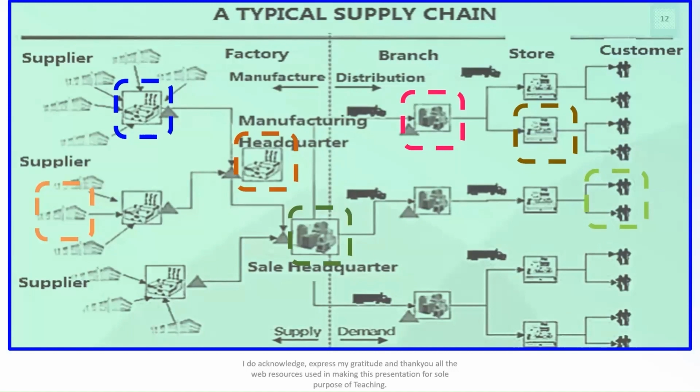In another way, to meet supply, you have to manufacture. So supply and manufacture are one side. To meet demand, you have to do distribution. You have to supply, correct? So you have to distribute the product. So demand and distribution is on one side. So this is another typical block flow of supply chain for our understanding.